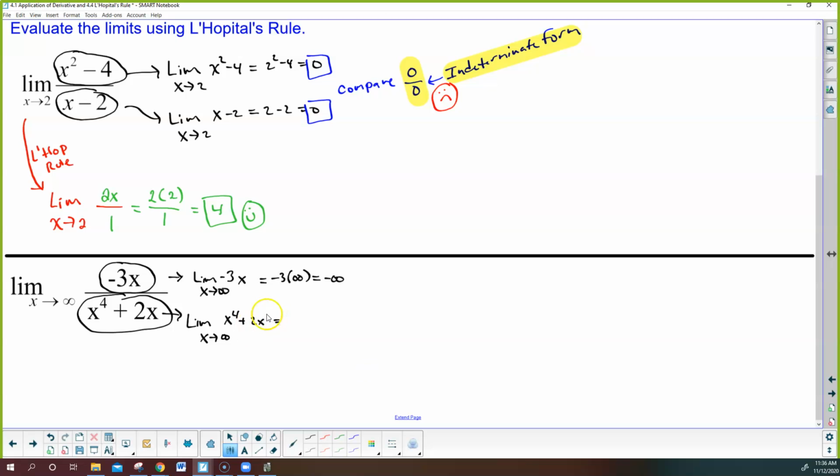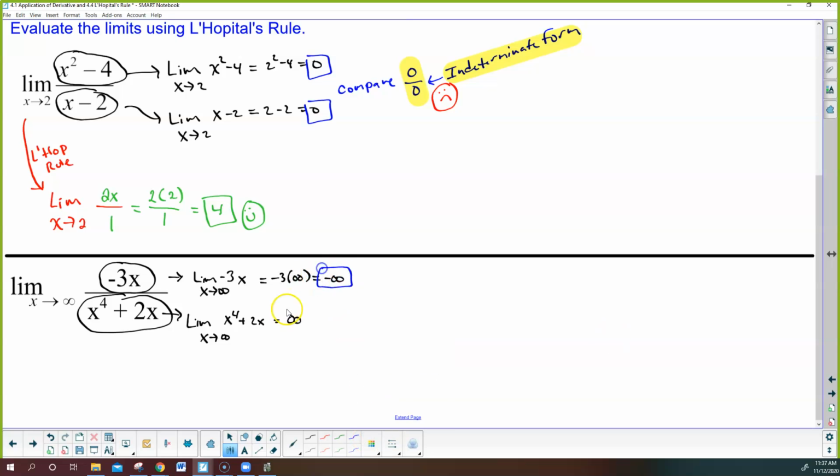Now here's what I mean by not showing work, or you can skip. If I plug infinity in here and infinity in here, I don't need to show that work. I know that infinity to the fourth power is positive infinity, and I know that infinity times 2 is infinity when I add them together. I know those are going to be infinity, so you can skip that work.